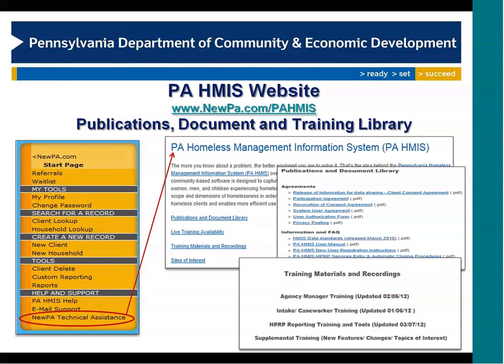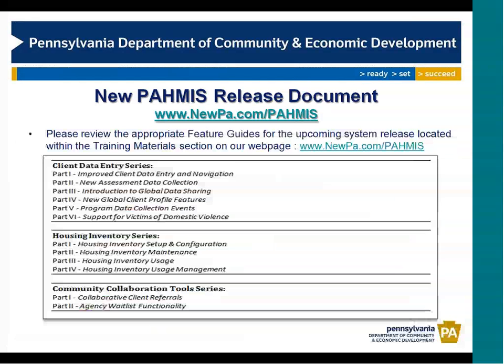As hopefully everybody knows, we have a website, www.newpa.com/PHMIS. It has a whole bunch of information relating to the system. It can be reached either by going straight to that browser or within the gold action menu. Actually, New PA Technical Assistance pops up a whole bunch of information, documentation, publications, and trainings. Before the system release, that's when we're going to put up all the new documentation, client consent forms, agency participation agreements, and system user agreements. We'll try to get these trainings up there as soon as possible.